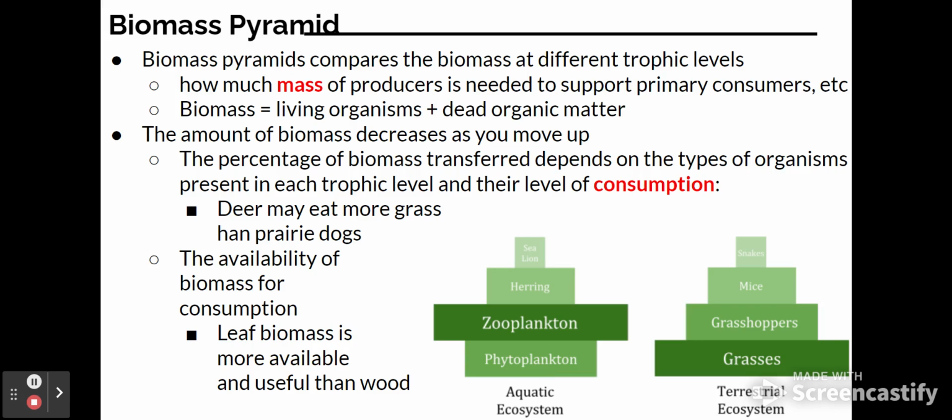So like a deer might eat more grass than prairie dogs, so that might be a result of a change, or see a change in this pyramid. The availability of biomass for consumption also plays a factor. Leaf biomass is more available and useful than wood.